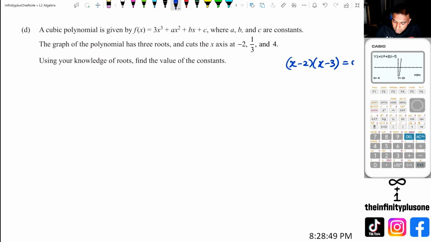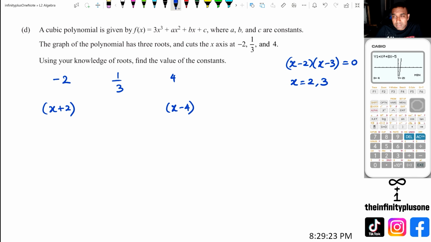So if I have this parabola and I have x minus 2 times x minus 3 equals 0, then I know that the roots are going to be +2 and +3. Now in this particular case, I have got -2, 1/3, and 4. So if I look at the first root, which is -2, then the bracket has to look like x plus 2, because remember, if I put x plus 2 equals 0, I'm going to get x equals -2. And likewise, when there's a 4, I'm going to have x minus 4.